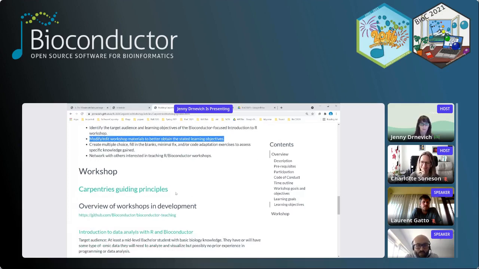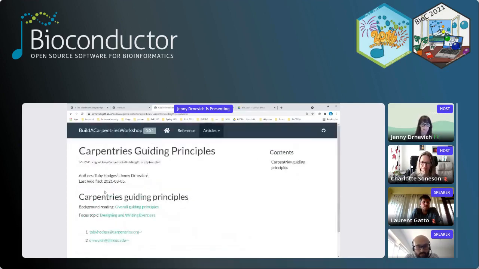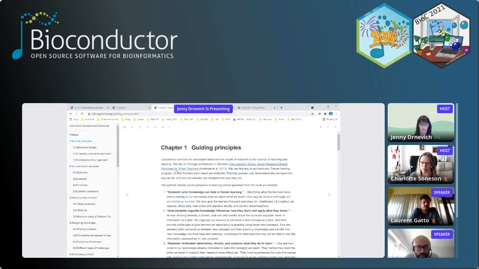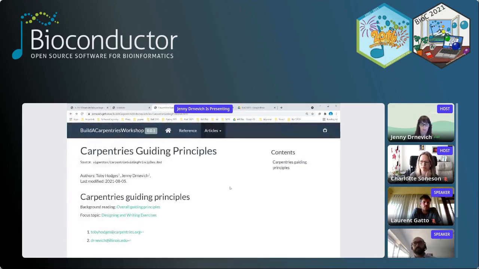So let's move on to the next section for the Carpentries Guiding Principles. Again, this background reading, they have this very wonderful long chapter about all their guiding principles from the Carpentries. But today what we're going to focus on is the design and writing exercises. And let me stop sharing my screen, and Toby is going to come on to give that section.